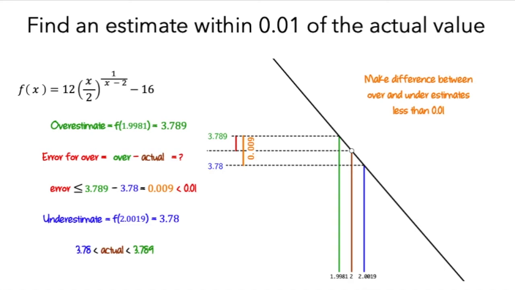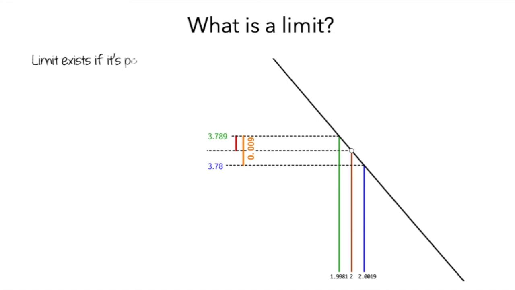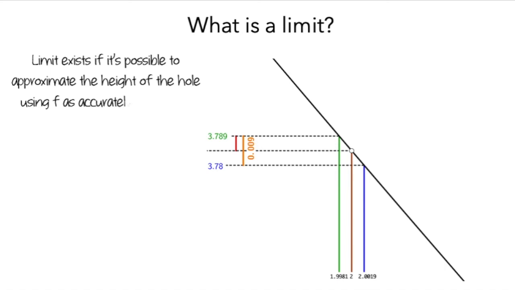So now we found an estimate of the height of the hole, but our main goal was to think about limits. So what is a limit? We already stated that the limit exists if it is possible to approximate the height of the hole using f as accurately as desired. I gave an example for finding approximations accurately to within 0.01 of the actual value.